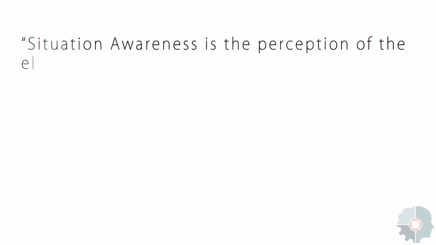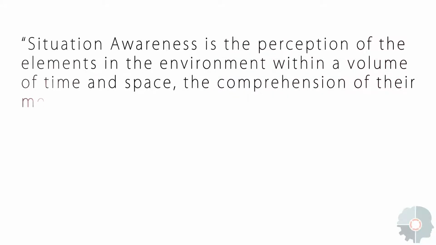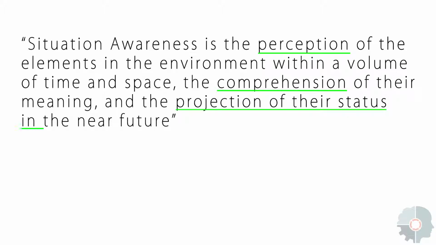By definition, situation awareness is the perception of the elements in the environment within a volume of time and space, the comprehension of their meaning and the projection of their status in the near future. So basically there are 3 steps of situation awareness: perception, comprehension and prediction. So let's start with level 1, perception.